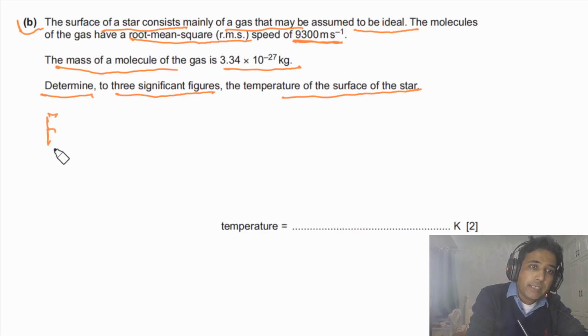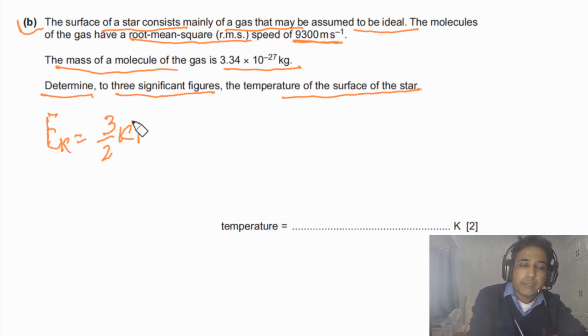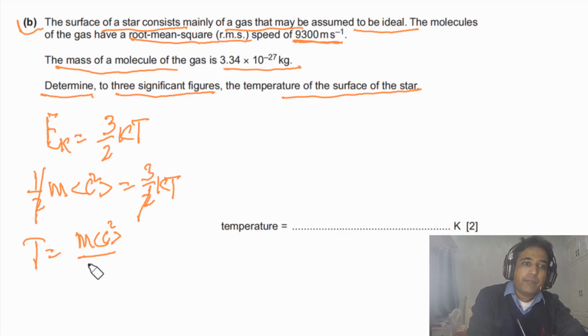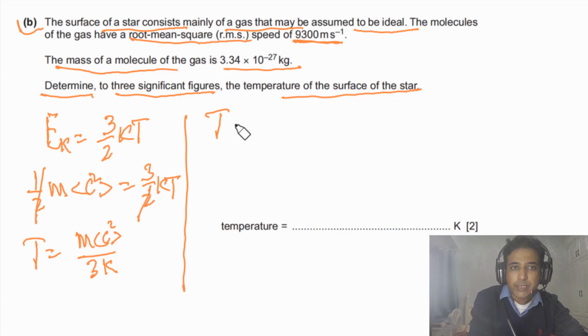So for an ideal gas, we can say EK is equal to 3 by 2 k times T, and EK is the average kinetic energy of each molecule. So we can say this is 1 by 2 m times mean square speed, and this is equal to 3 by 2 k times T. From here we can cancel 1 by 2, so we will get T equal to m times mean square speed divided by 3 times k. Now we simply need to plug in values.